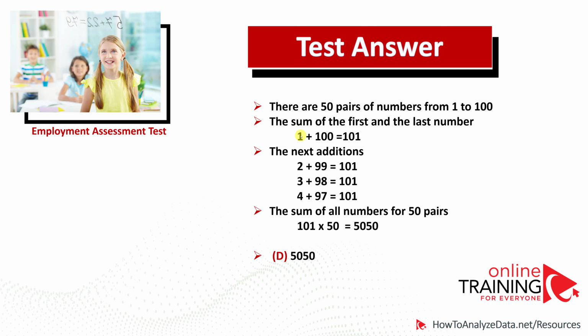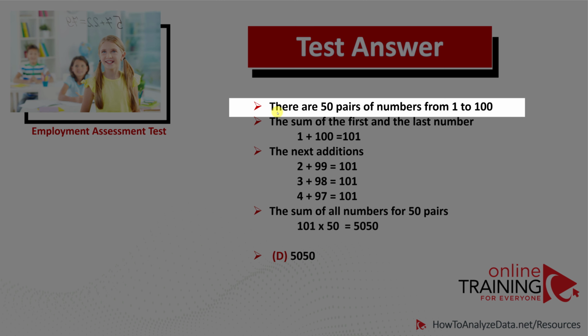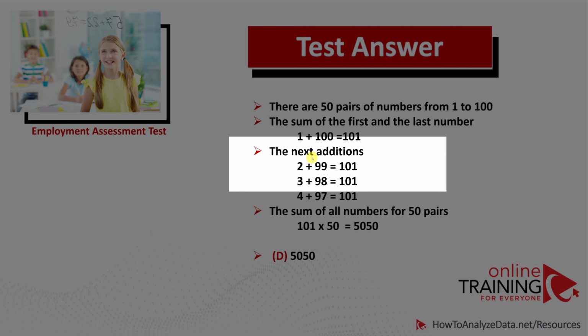You will get to the correct solution much faster if you realize that there are 50 pairs of numbers, and the sum of the first and the last number of each pair would be equivalent to 101. For example, the sum of the first number, which is 1, and the last number in the pattern, which is 100, is 101.